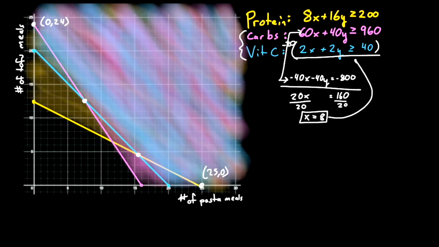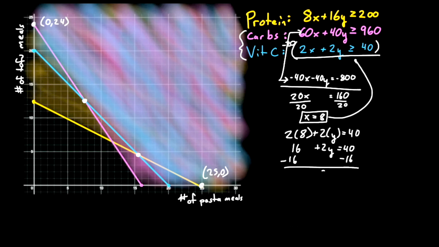Then I just have to plug that back into one of these. I'm going to use the vitamin C one since that has smaller numbers. So 2 times 8 plus 2 times this y value that we're looking for, equals 40. So 2 times 8 is 16. And if I subtract 16 from both sides, we'd have 2y equals 24. And then divide both sides by 2. So y equals 12. So that point that we're looking for, that critical point, is 8, 12.